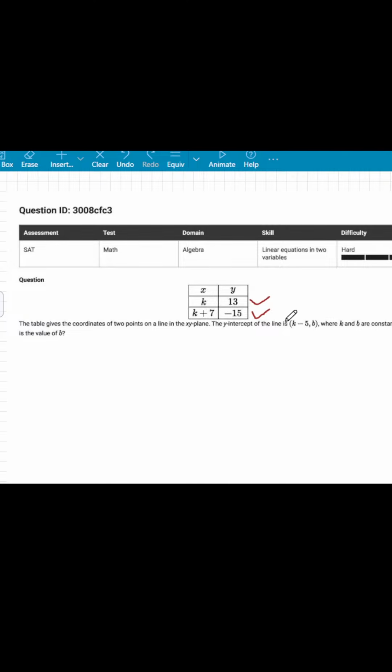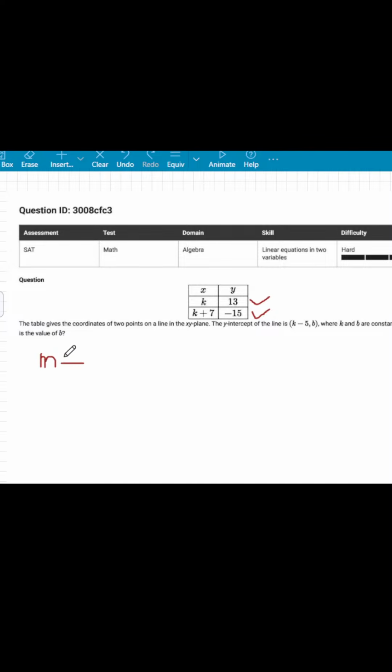So that means the line intercepts the y-axis at this point, k minus 5 comma b. So this is another point on the line, and k and b are some unknown constants. What is the value of b? So we are told to find the value of b here. Okay, so first of all let us derive the slope for this line, so then we can derive the equation, or we can also put the 2 points in the formula for slope and then find out the unknowns k and b. So first let us find the slope by these given 2 points.